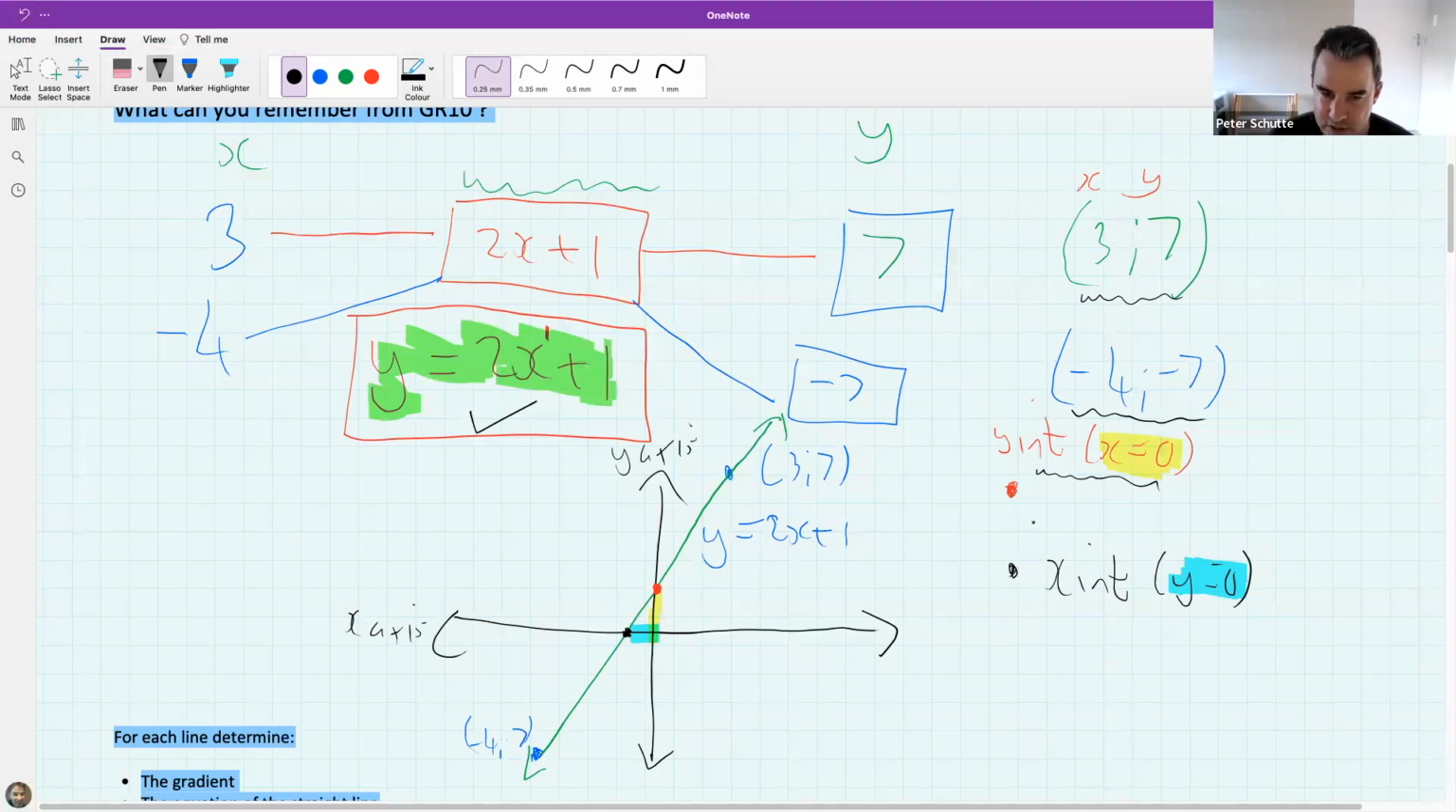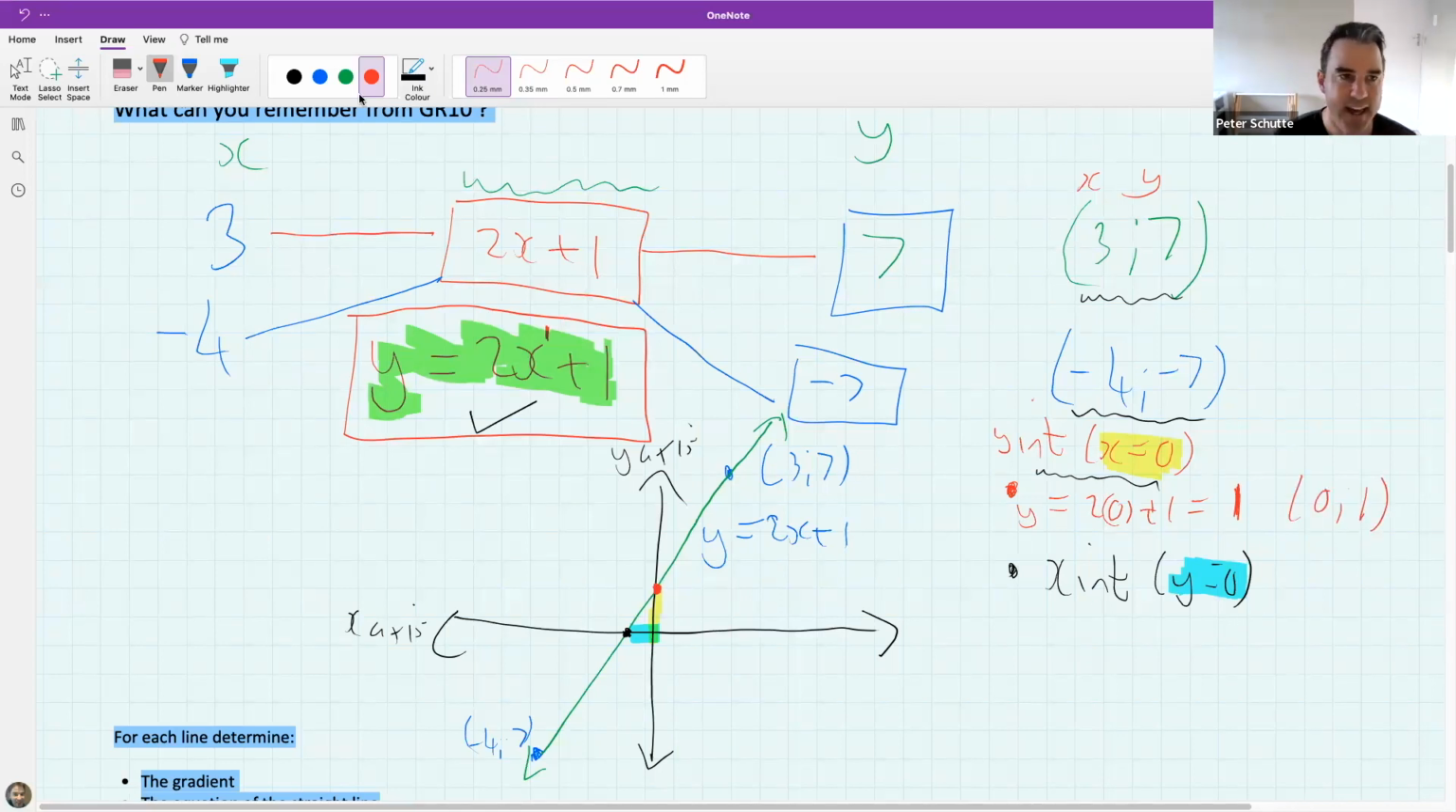I want to find the y-intercept. So what I do is I'm going to take the advice and I'm going to say y is equal to 2 times 0 plus 1. And so my y-intercept is just going to be 1. Or if I write it in full coordinate form, instead of just writing it as 1, you're going to write it as (0, 1). That would be the full coordinate form.